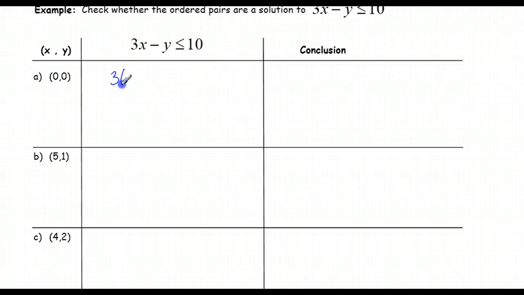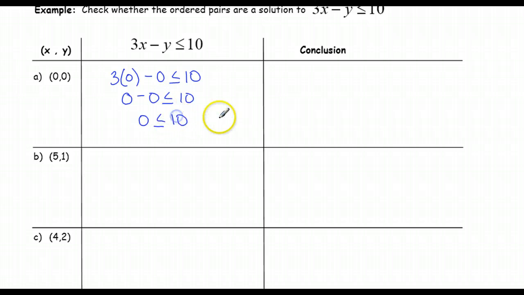3 times x, which is 0, minus y, which is 0, is less than or equal to 10. Now we're going to simplify this. 3 times 0 is 0, minus 0 is less than or equal to 10. 0 minus 0 is 0, which is less than or equal to 10. So the question is, is that a true statement? Is 0 less than or equal to 10? Yes. And because it's a true statement, (0, 0) is a solution to our inequality.